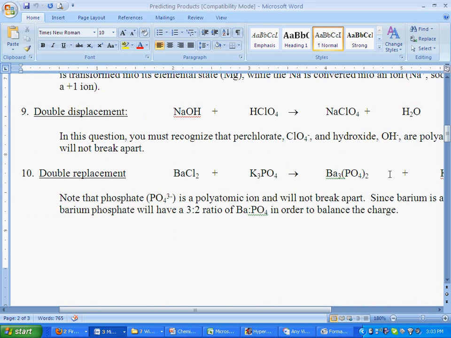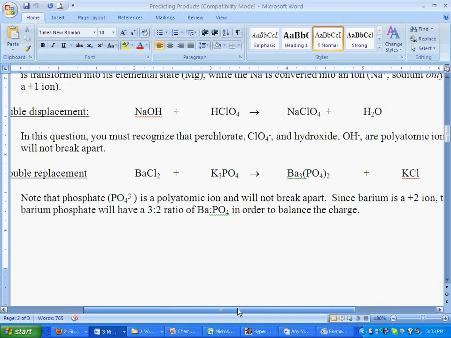All right, so let's look at the double displacement reaction one. Which one are we on? We're looking at the double displacement one that says NaOH and HClO4. Okay, all right.